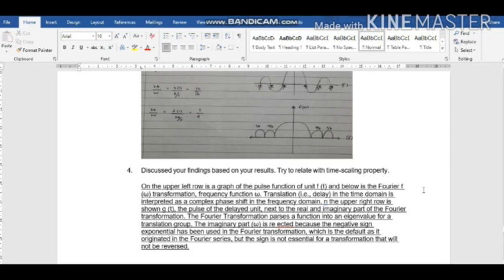The imaginary part of omega is reversed because the negative sign exponential has been used in the Fourier transformation, which is a default as it originates in the Fourier series, but the sign is not essential for the transformation that will not be reversed.